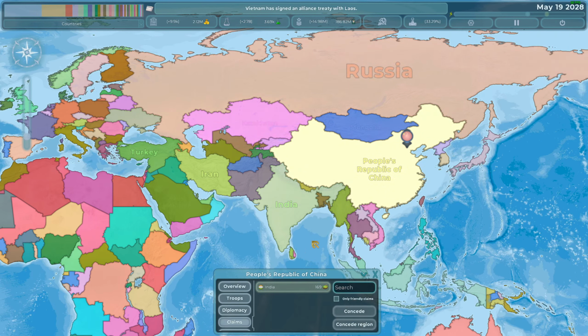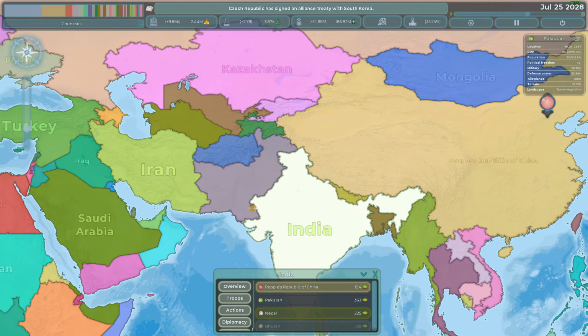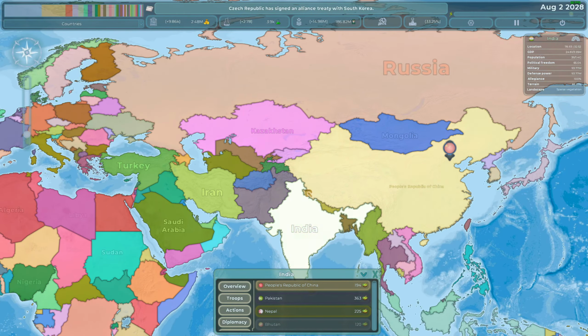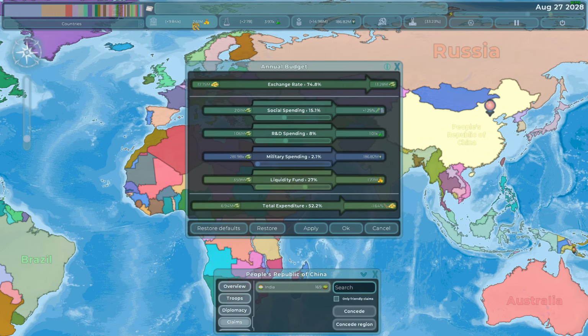Claims. Basically, some countries do start with countries that are claiming their land. Like, right now, India's invaded Nepal, so they have claims on that. They also have claims on Pakistan, and they have claims on my land. Like they're holding 194 that could be my land.